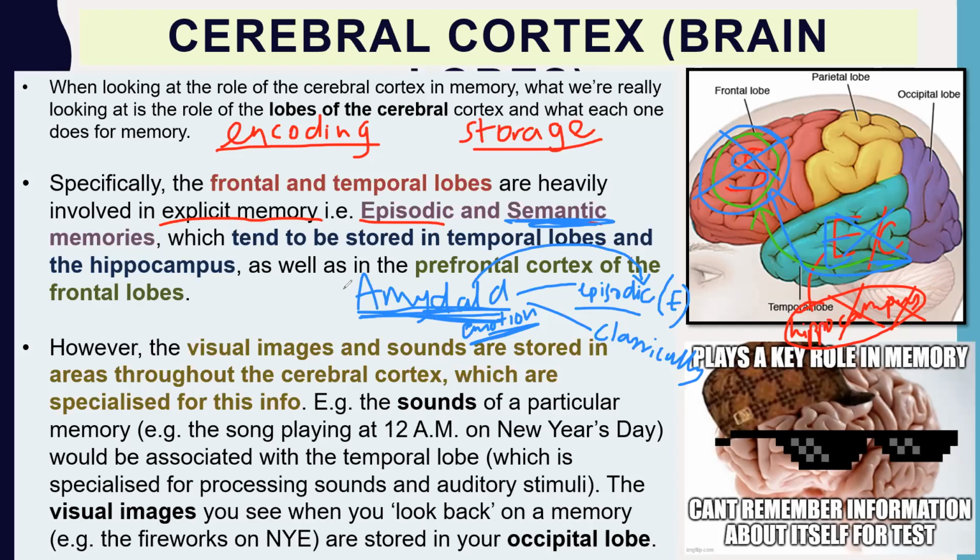How about the parietal lobe? No, the parietal lobe doesn't play a role in memory. It's there, but it doesn't play any major role in memory. It kind of does, like the parietal lobe could be involved in things like your memory of textures, but we don't go into it in that much depth.